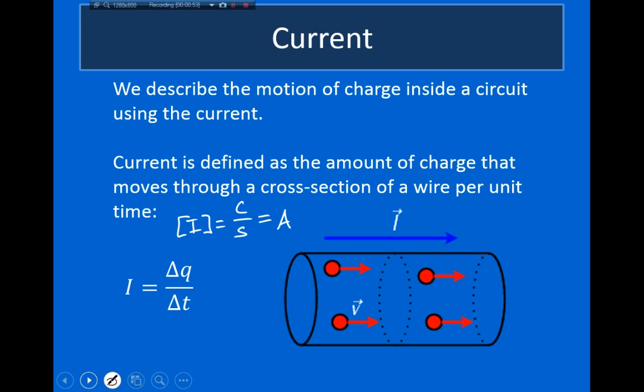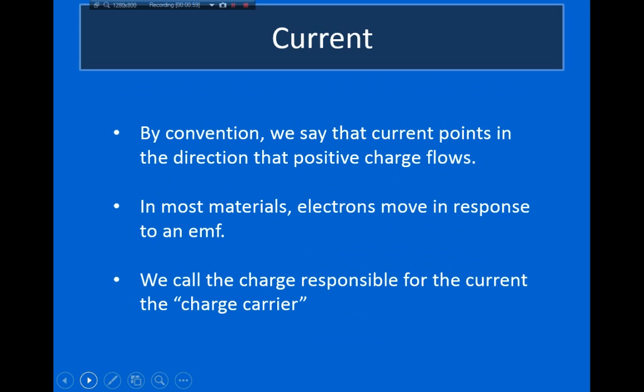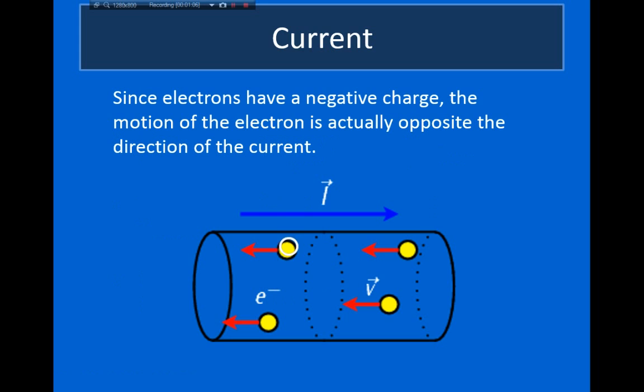By convention, we say that current points in the same direction that the positive charge is moving. So for example, in this picture, I have these positively charged particles that are moving to the right, so the current points to the right. However, in most materials, it is the electrons that actually move in response to an external field. And because the electrons are negatively charged, the electrons move in the opposite direction as the current. So for example, in a wire, these electrons might be moving to the left, so the current points to the right. The charged particles that move inside a material and give rise to the current are called charge carriers.